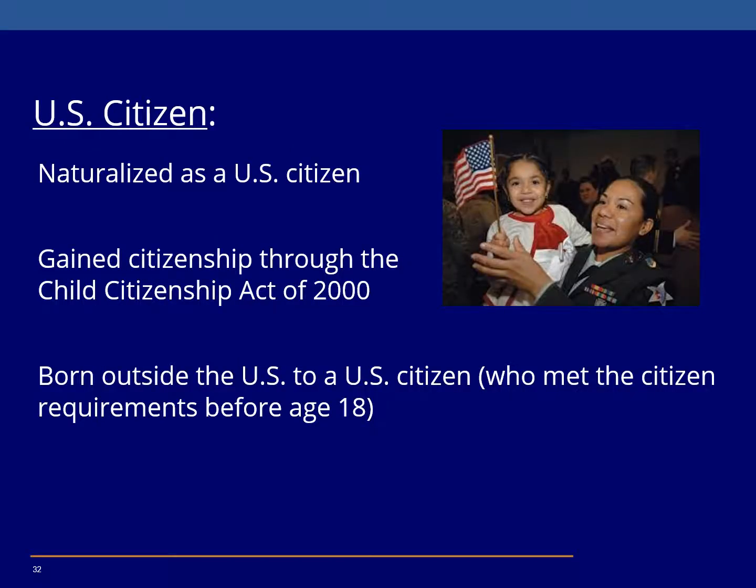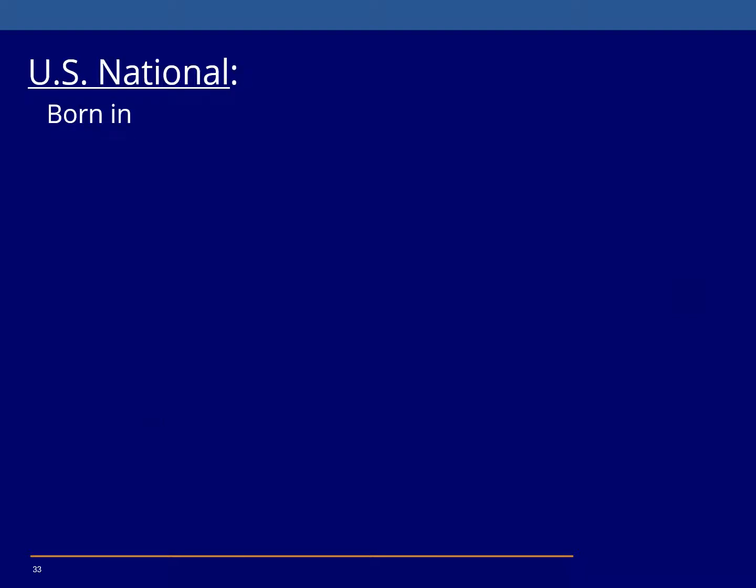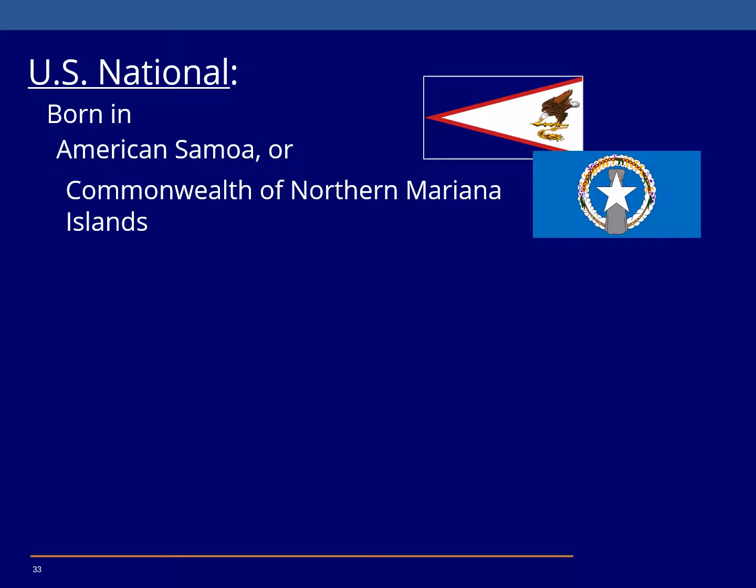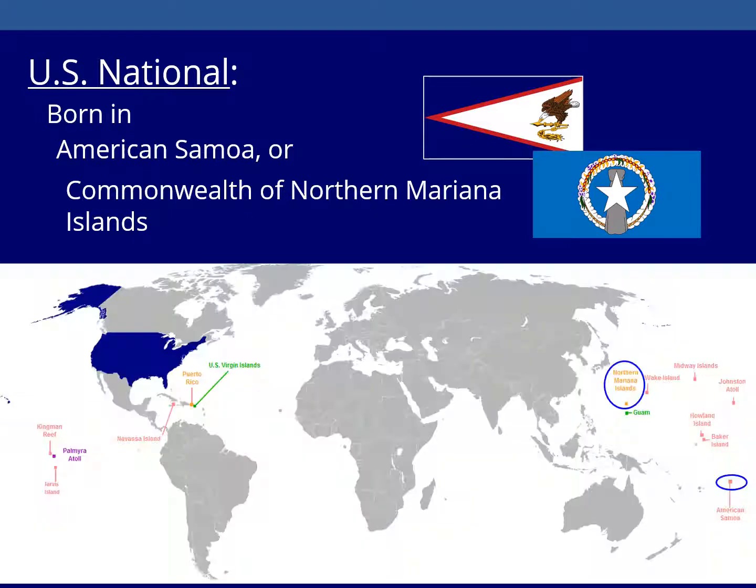A person is also a U.S. citizen if they've been naturalized or gained citizenship through the Child Citizenship Act of 2000, or if they were born outside the U.S. to a U.S. citizen. A person is a U.S. national if they were born in American Samoa or Commonwealth of Northern Mariana Islands, which are circled in blue.